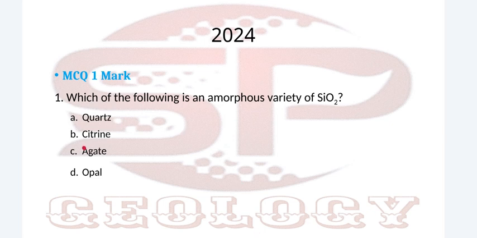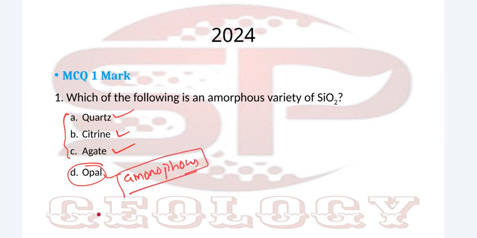So this is the previous year question, 2024. Which of the following is an amorphous variety of SiO2? Here opal is the amorphous variety. Agate is a concentric variety. Citrine is yellow quartz, a crystalline variety. Quartz is also a crystalline variety. So opal is your amorphous variety. An amorphous variety will not show any grain. So the amorphous variety of silica is opal.